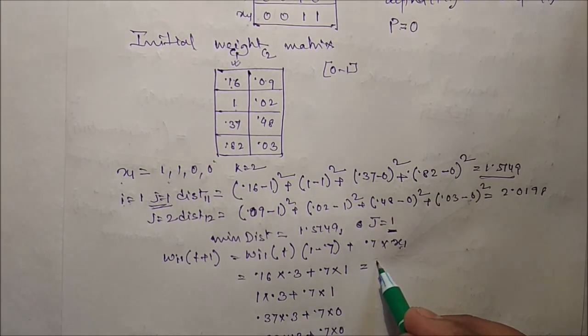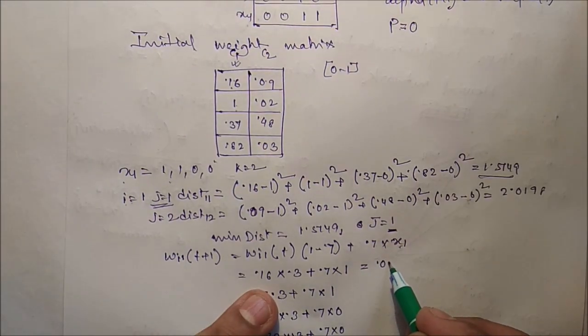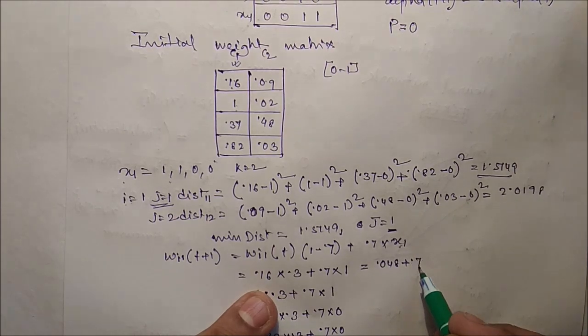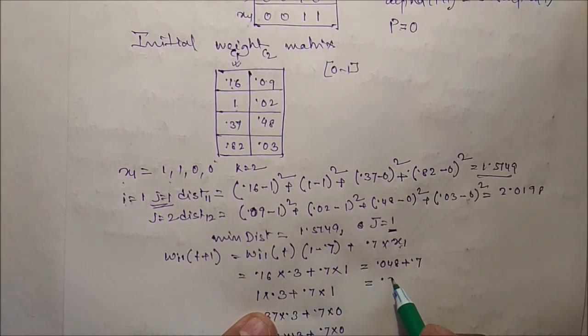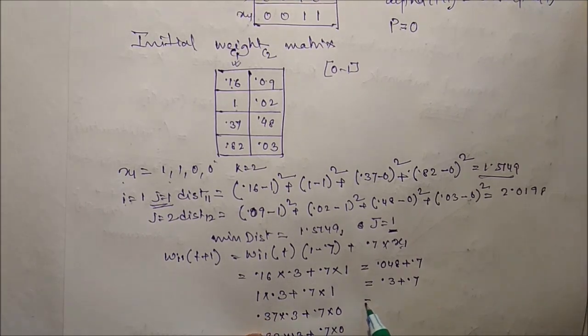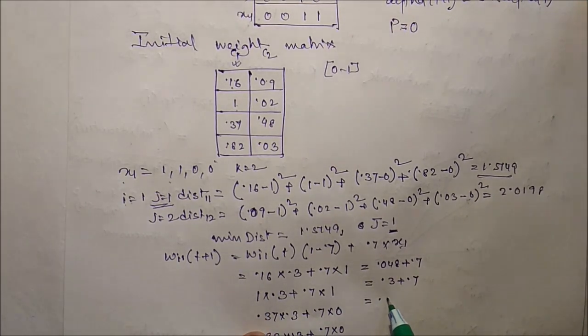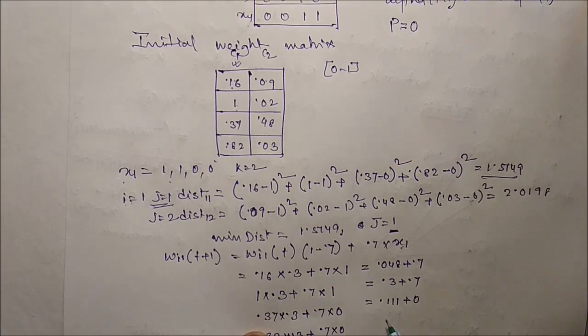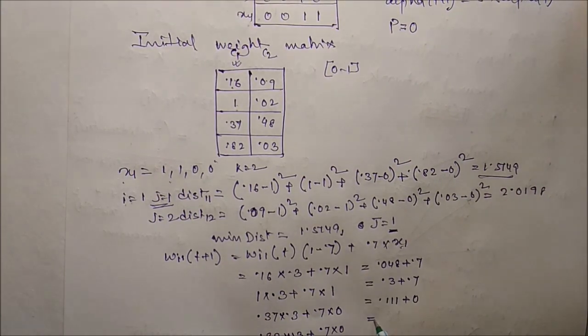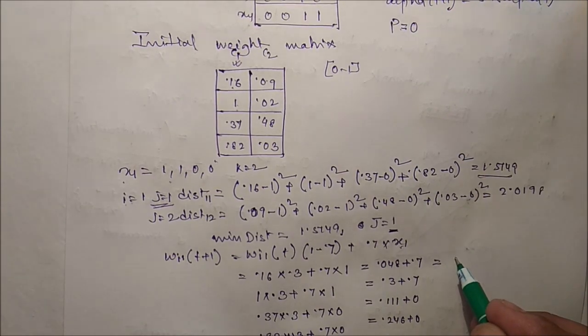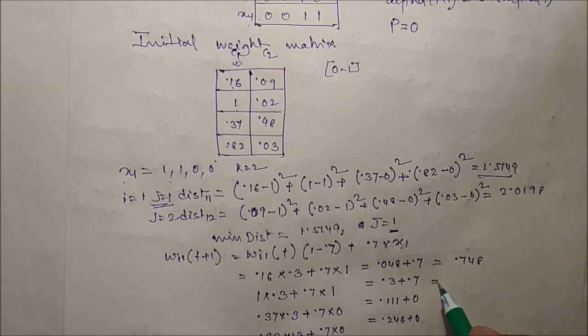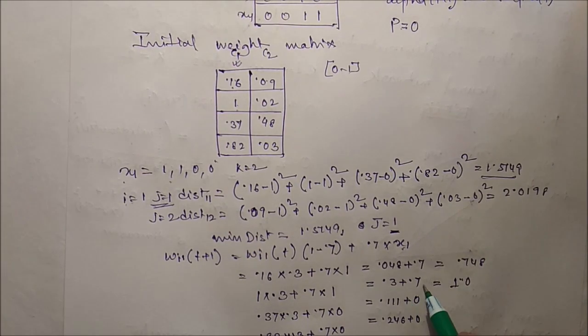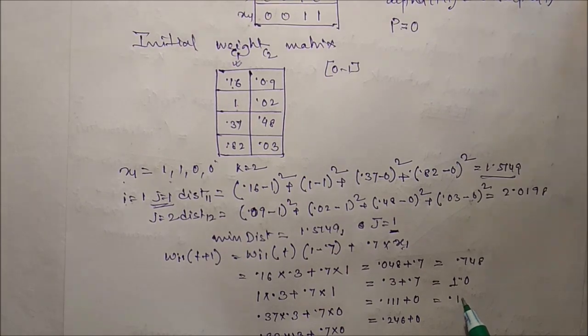That means what? It is 0.048 plus 0.7. Here it is 0.3 plus 0.7. Here it is 0.111 plus 0. And here it is 0.246 plus 0. That means 0.748 and 0.1, it is 1, okay, 0.3 plus 0.7, it is 0.111, here it is 0.246.